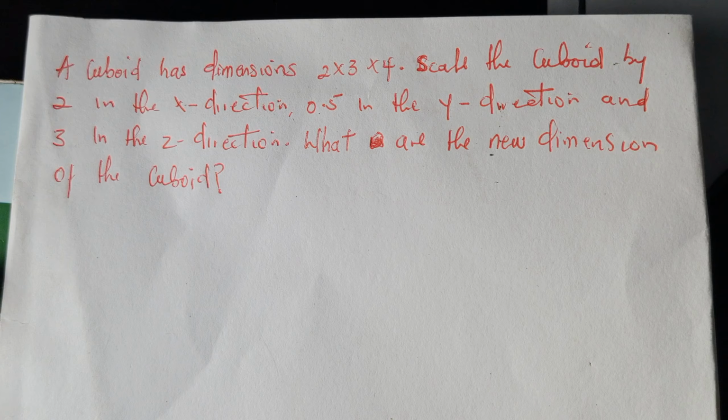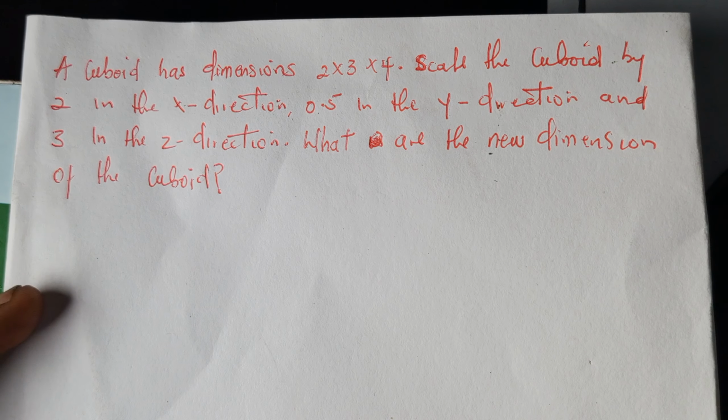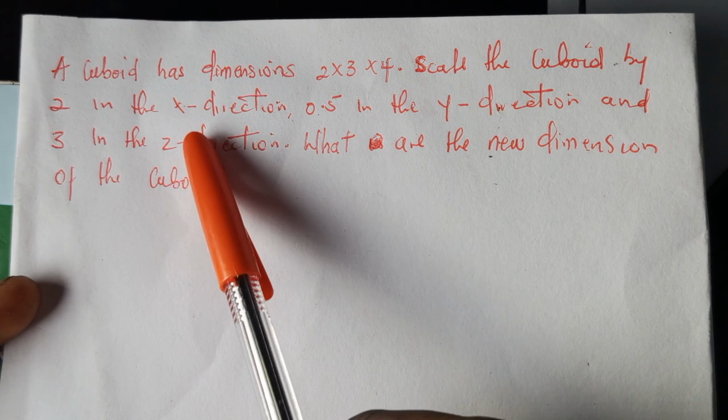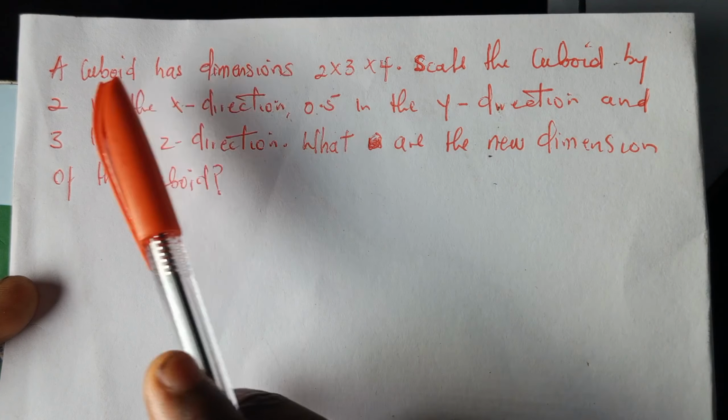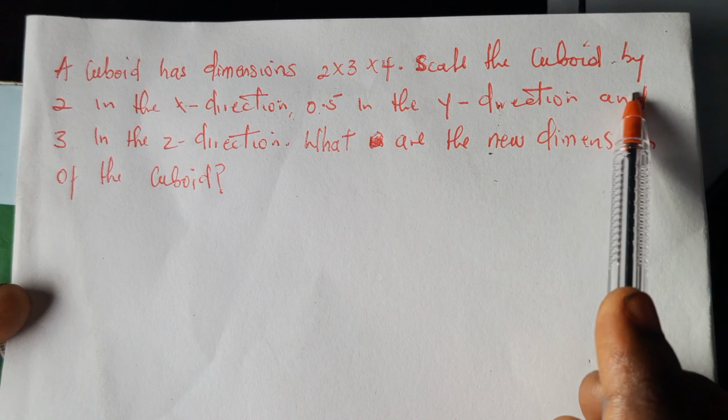Alright, in my last video, I wrote 3 questions in which I solved 2. So this is the last question, and we are going to see how we are going to solve this step by step. Alright, we have a cuboid with a dimension of 2 by 3 by 4. Now we know that a cuboid is a 3-dimensional shape.